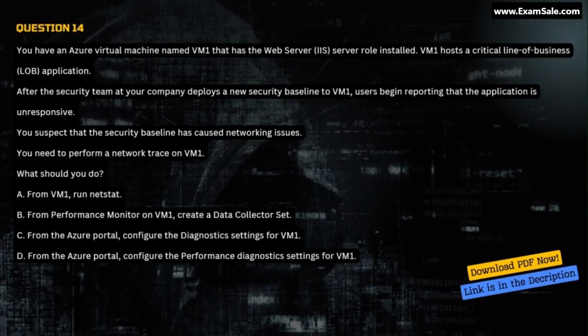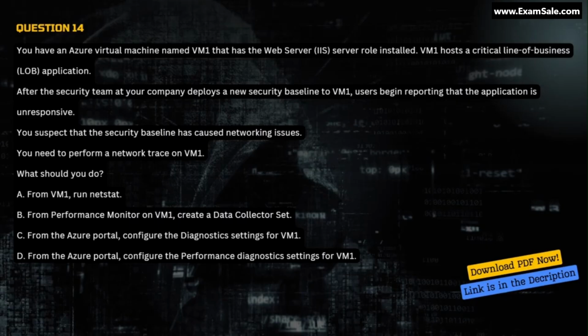Question 14. You have an Azure virtual machine named VM1 that has the web server, IIS, server role installed. VM1 hosts a critical line-of-business, LOB, application. After the security team at your company deploys a new security baseline to VM1, users begin reporting that the application is unresponsive. You suspect that the security baseline has caused networking issues. You need to perform a network trace on VM1.